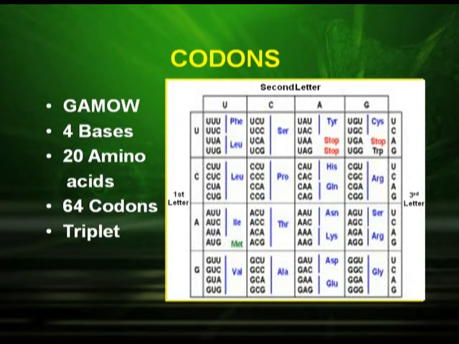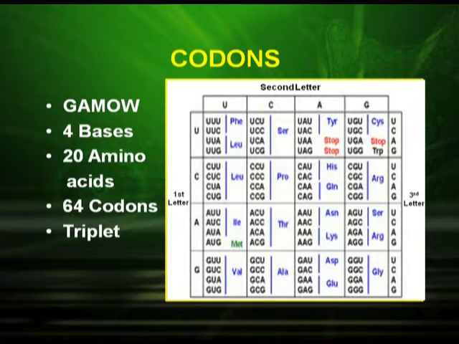Now in the genetic code, we use the term codons. The picture gives a dictionary of the genetic code, where you have a first letter, second letter and a third letter. These three letters combine and form codons. This was given by Gamow. Now we know there are four bases, two purines and two pyrimidines, in DNA and RNA. There are 20 amino acids.